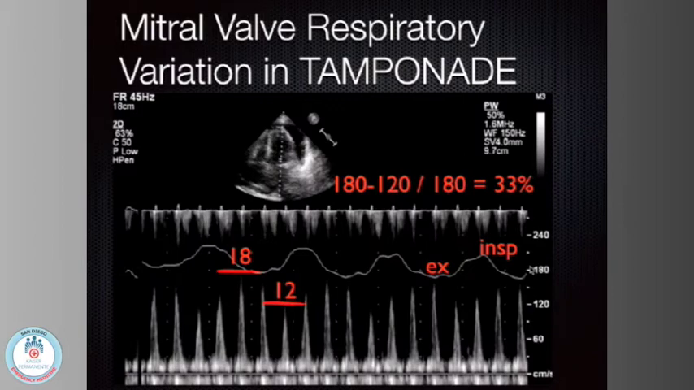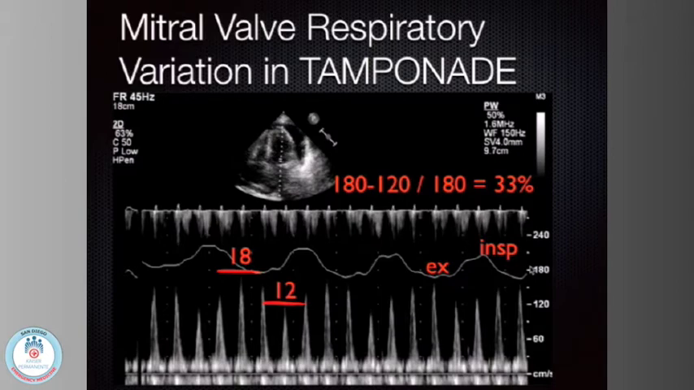So here is a patient. You can even see their effusion at the top of the screen over there, the little pericardial effusion. Apical four-chamber view, pulse wave Doppler across the mitral valve leaflets. Patient's breathing in and out. Slow down that sweep speed, and then V peak max minus V peak min. It was 180 minus 120 divided by 180, which is 33%. This patient has pericardial tamponade.